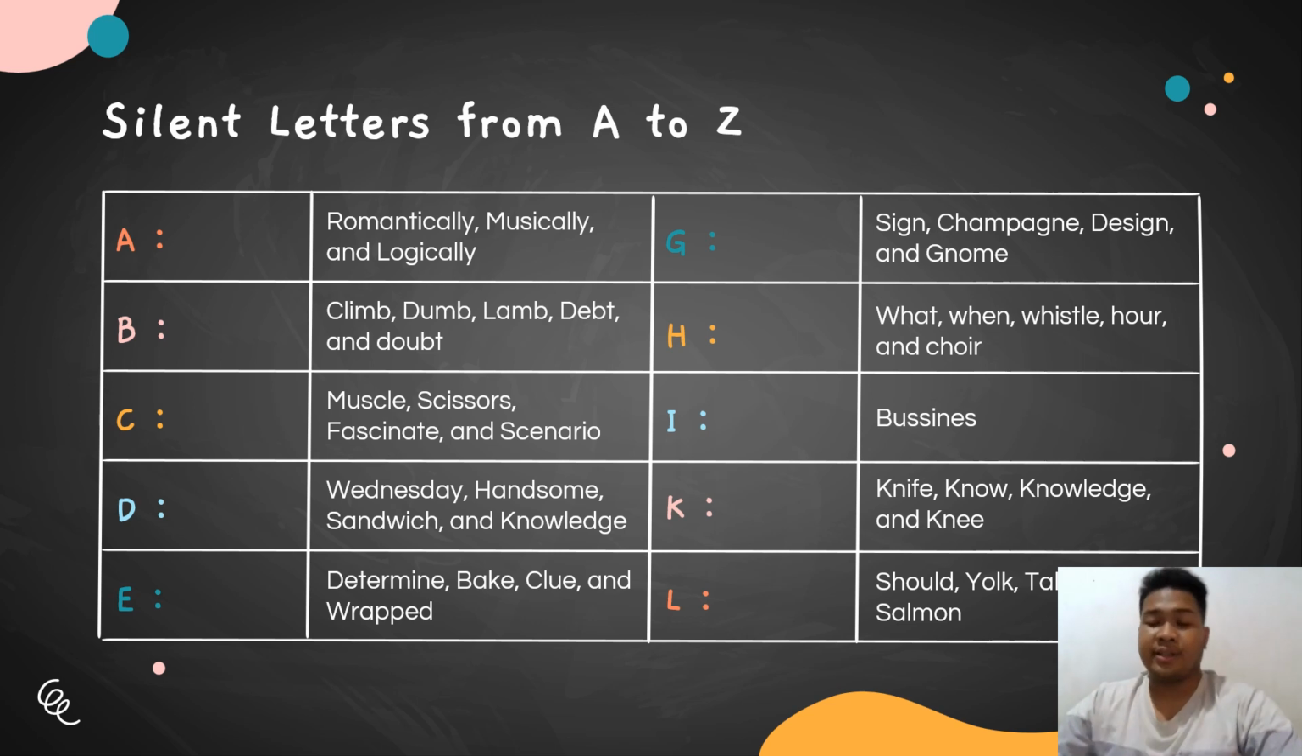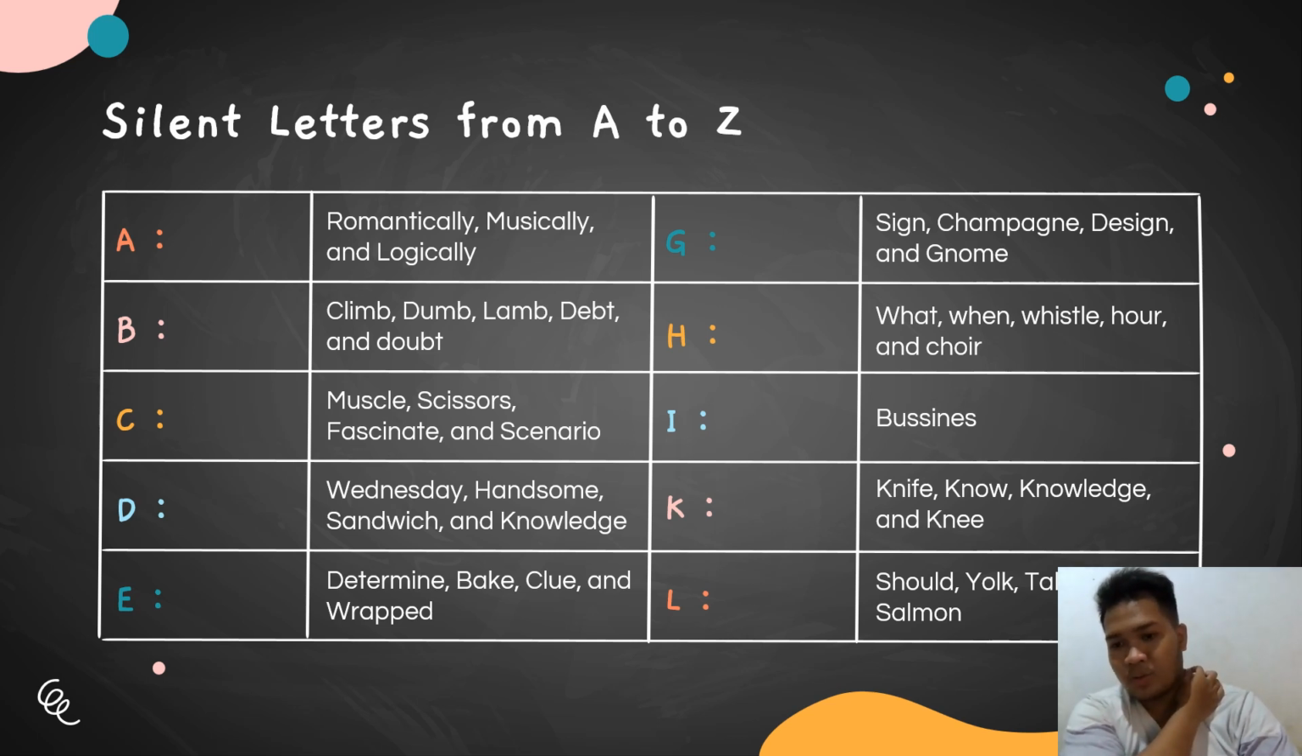What about the letter G? Examples of words for the letter G are sign, champagne, design, gnome. So you're not saying it like sig, champagne, design, and gnome. No, not like that. We have to pronounce it with the right pronunciation, like sign, champagne, design, and gnome. So you can see the other examples of silent letters from the letters H, I, K, L.